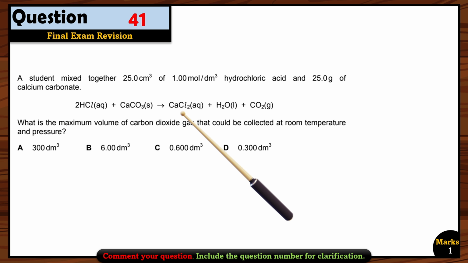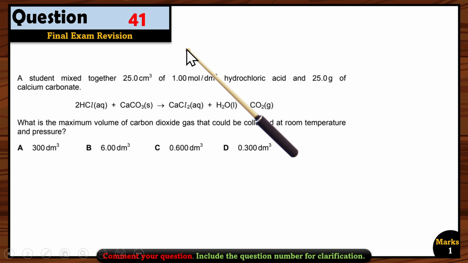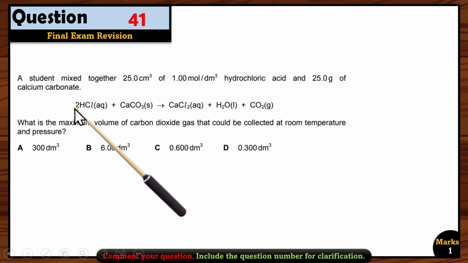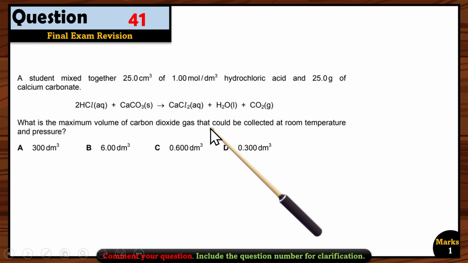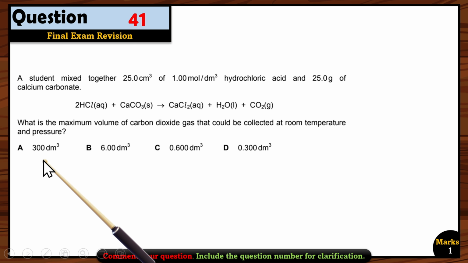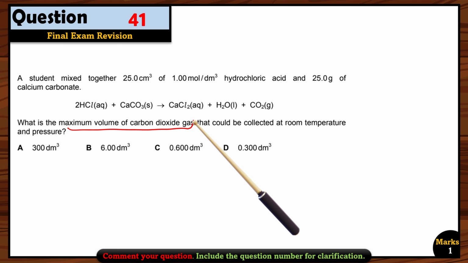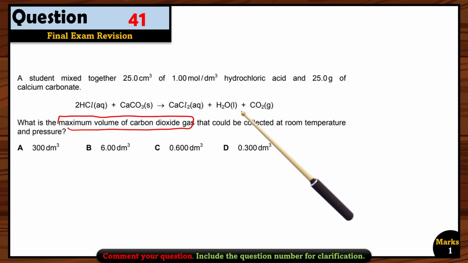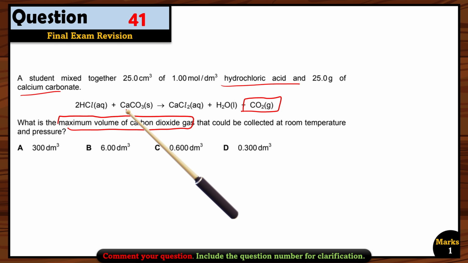Question 41. A student mixed together 25 centimeter cube of 1 mole per dm cube hydrochloric acid and 25 gram of calcium carbonate. What is the maximum volume of the carbon dioxide that could be collected at room temperature and pressure? It's the same question as before. You have to find the maximum volume of the carbon dioxide gas, right? And you are given the hydrochloric acid information and calcium carbonate, so information for both the reactants is given.